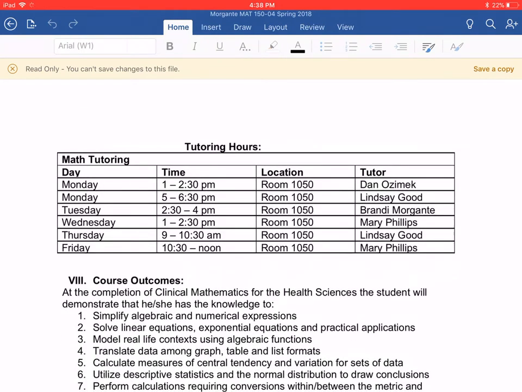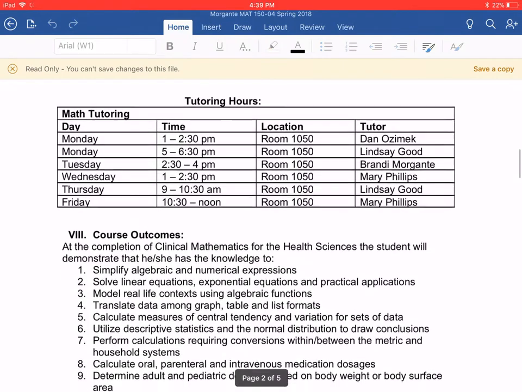Tutoring hours available for clinical math can be seen in the following calendar. My tutoring hours are from 2:30 to 4, and these are all in room 1050 in the Learning Commons.